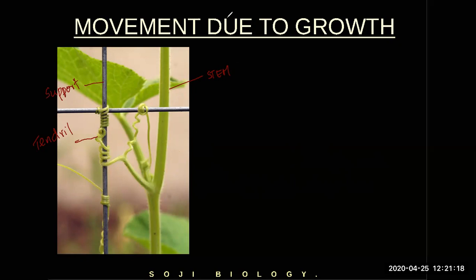Okay, how does it climb? Let's understand the mechanism of climbing, how this is helping the plant to climb up. Let's say this is the non-living support. This part represents the support, right? And let's suppose that this is the tip of the tendril, the tendril tip.